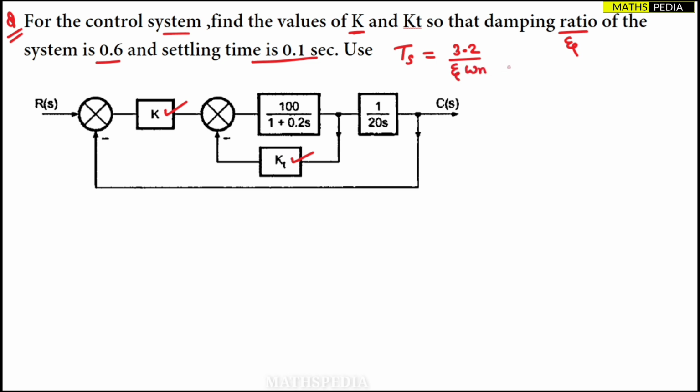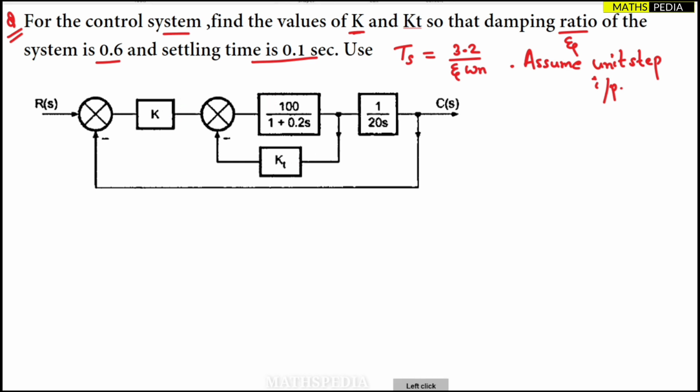They have already mentioned in the question, and also they have said to assume the input as a step input, unit step input. So all these things they have already mentioned. This is the question, so we have to find k and kt values, and some things are already given.